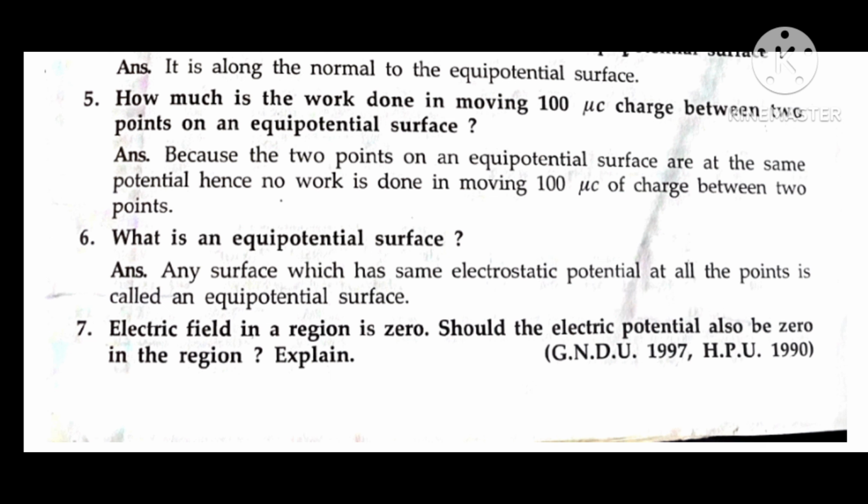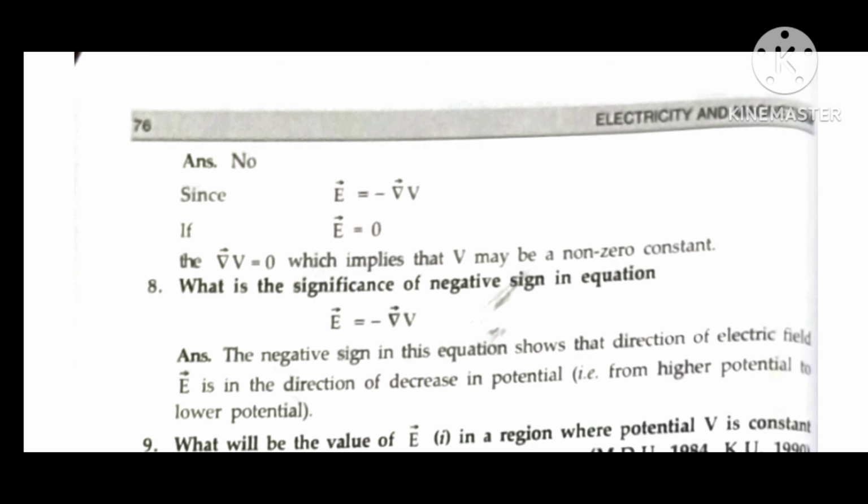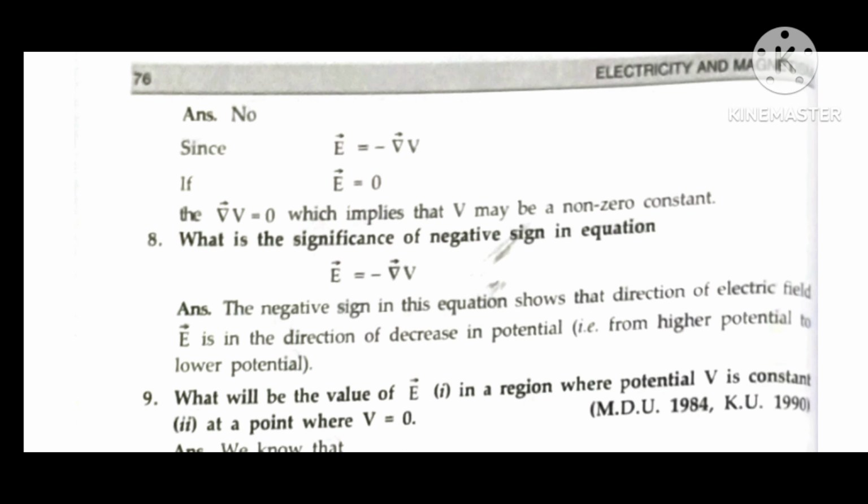Electric field in a region is 0. Should the electric potential also be 0 in the region? No. Since E vector is equal to minus del vector V, if E vector is equal to 0, the del vector V is equal to 0, which implies that V may be a non-zero constant.